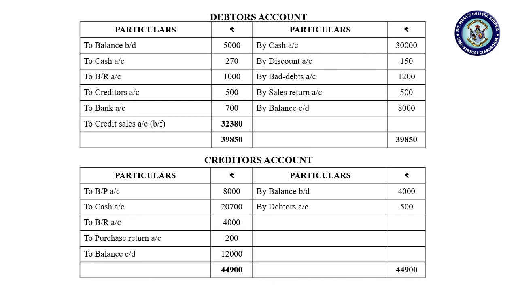The balancing figure will be the credit purchase. So calculate what is credit purchase value. So write by credit purchase account. So by credit purchase account, that is the balancing figure, 40,400.